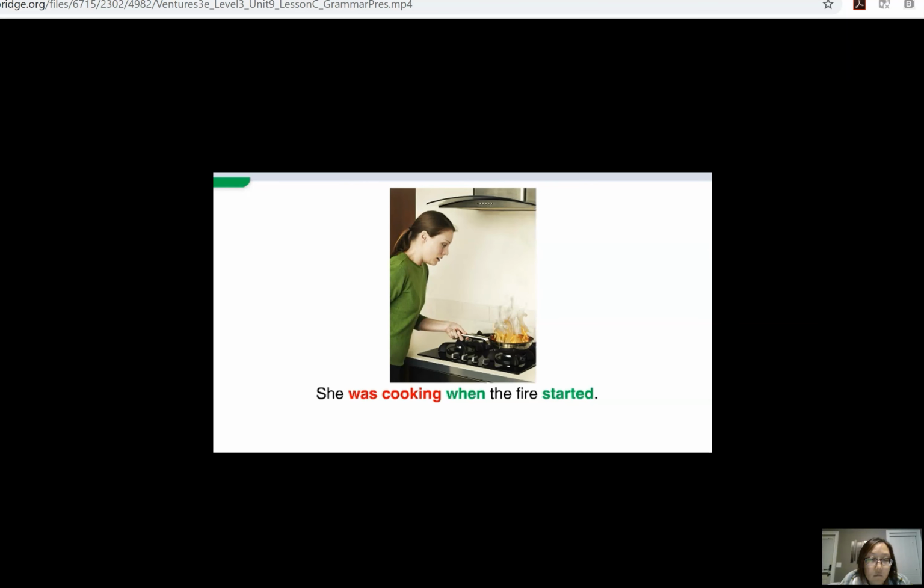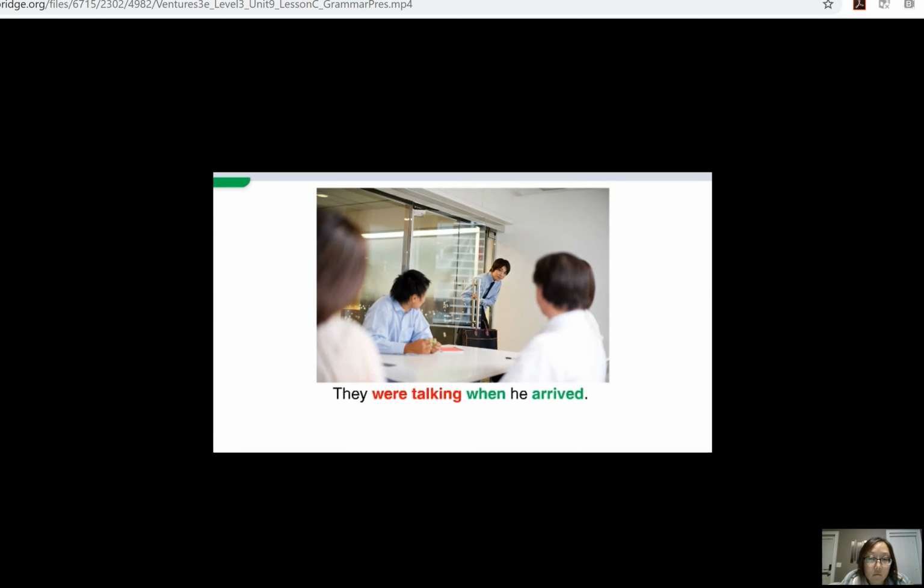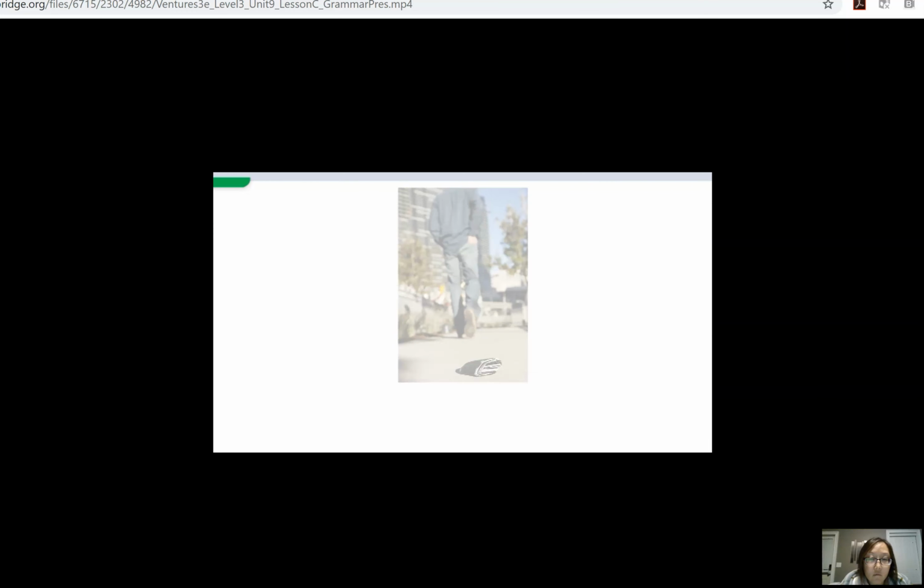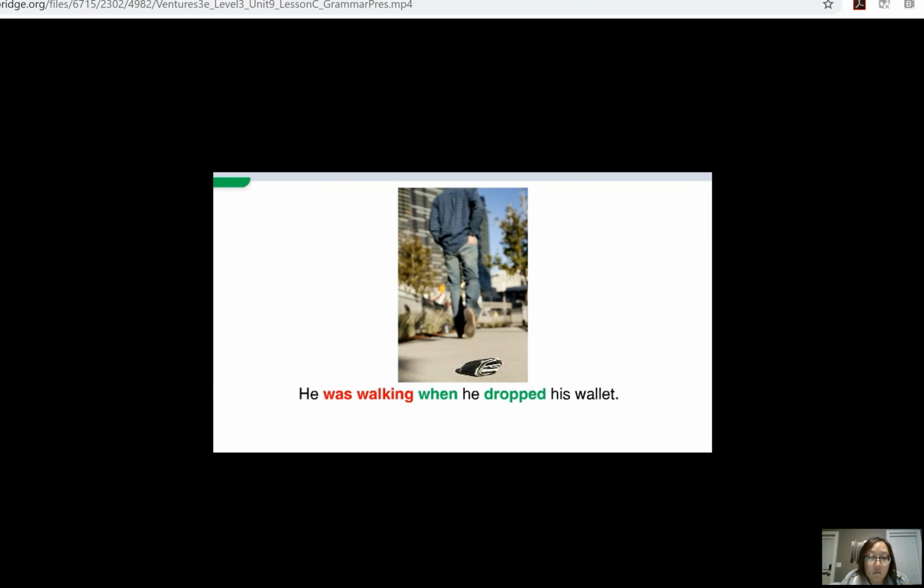She was cooking when the fire started. When the fire started, she was cooking. They were talking when he arrived. When he arrived, they were talking. He was walking when he dropped his wallet. When he dropped his wallet, he was walking.